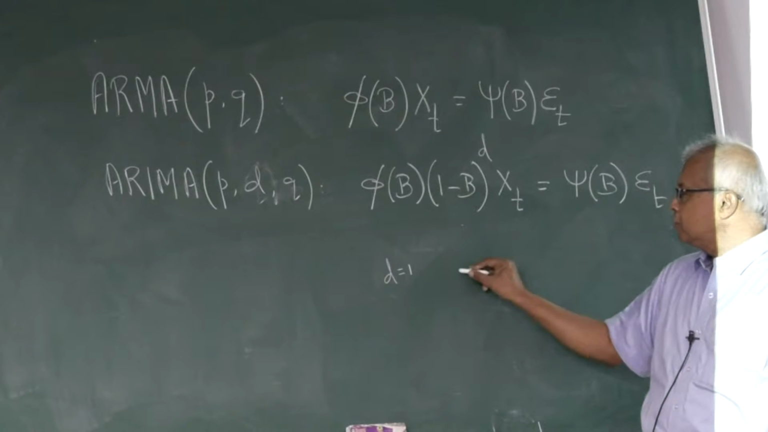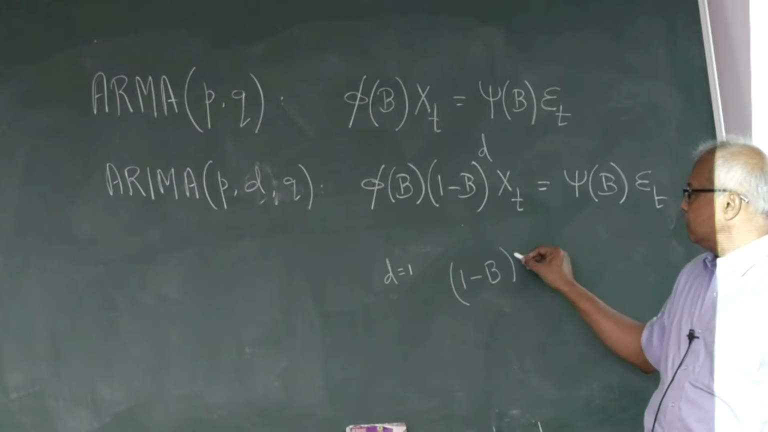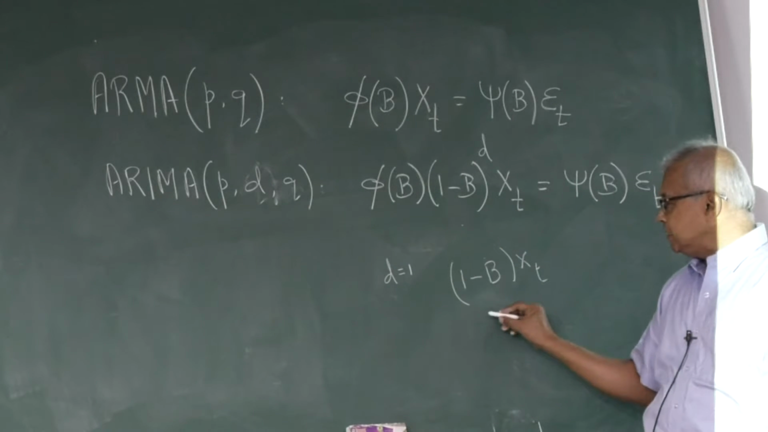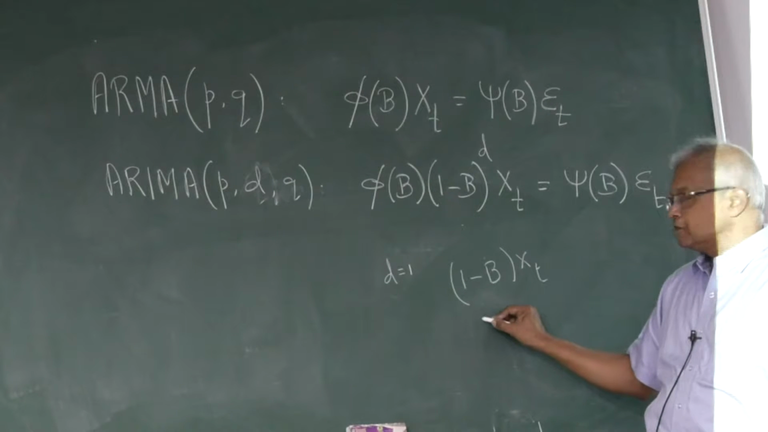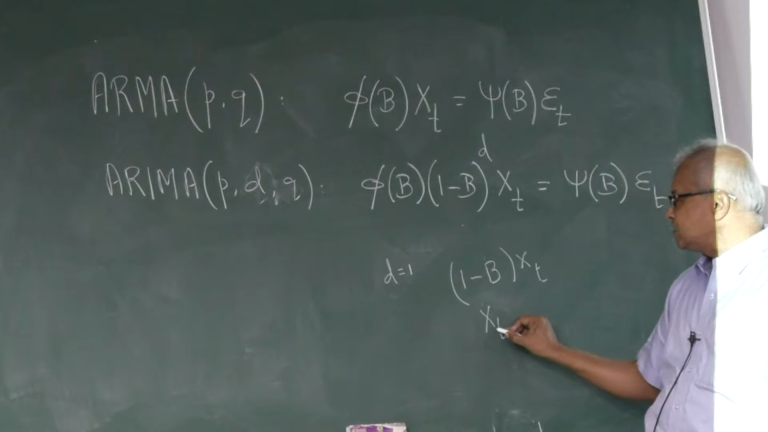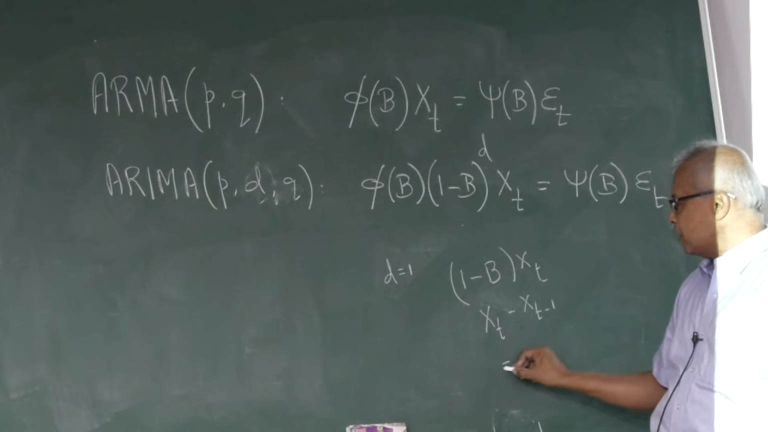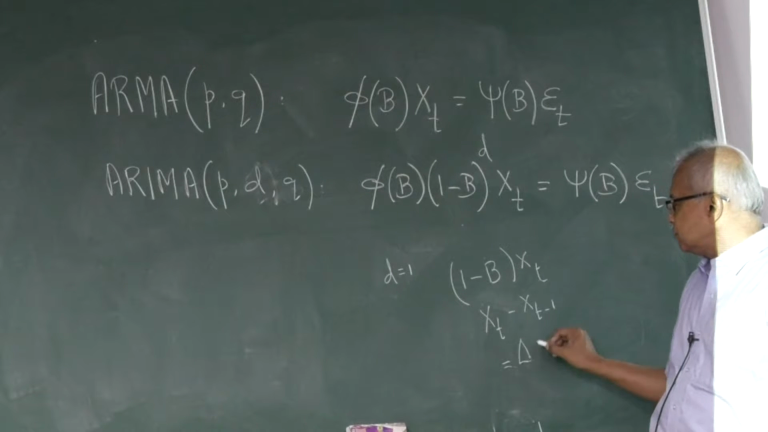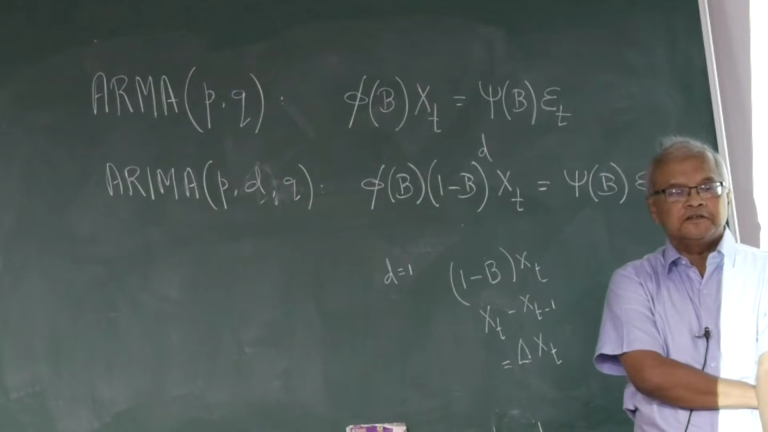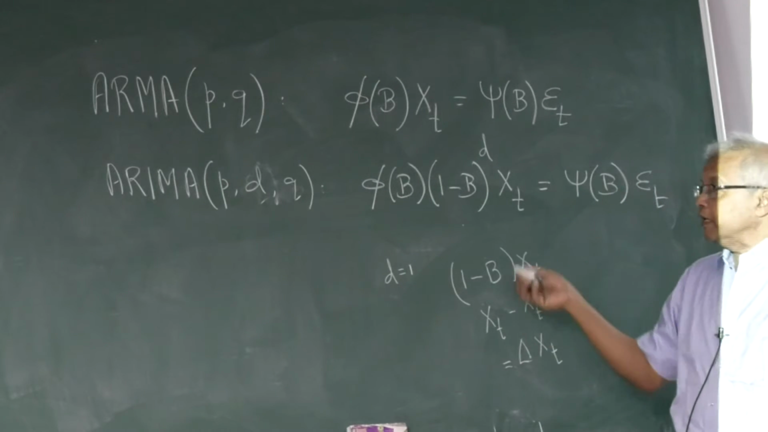This becomes 1 minus B times x_t. That means you take x_t minus x_{t-1}, which is the difference. Is this all right? Now what are you doing here?